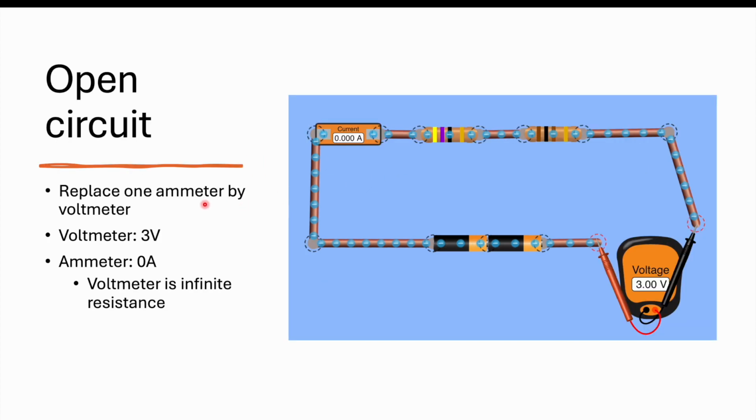So now we have an open circuit, so we've replaced one of the ammeters by a voltmeter, and so we can see that the voltage difference is 3 volts because it's an open circuit. Because the voltmeter is of infinite resistance, it loses all of its voltage over this gap, and there's no longer any current that reaches the ammeter.